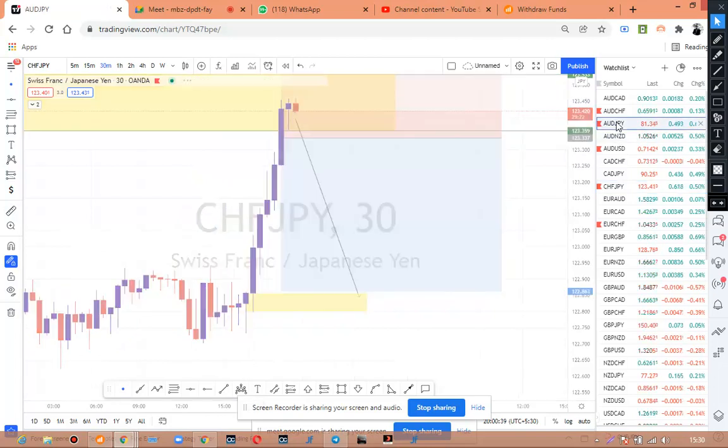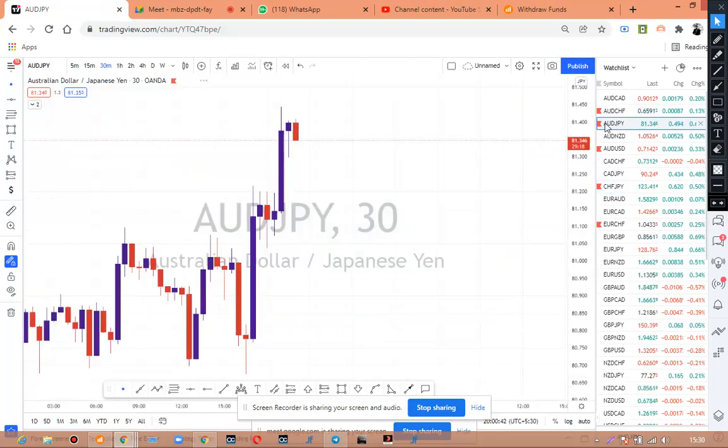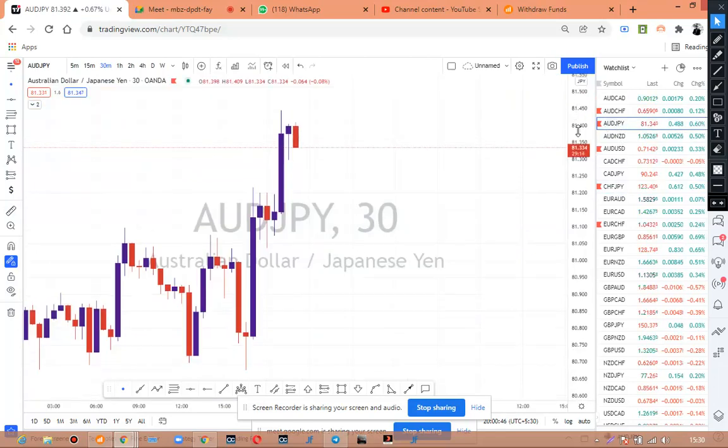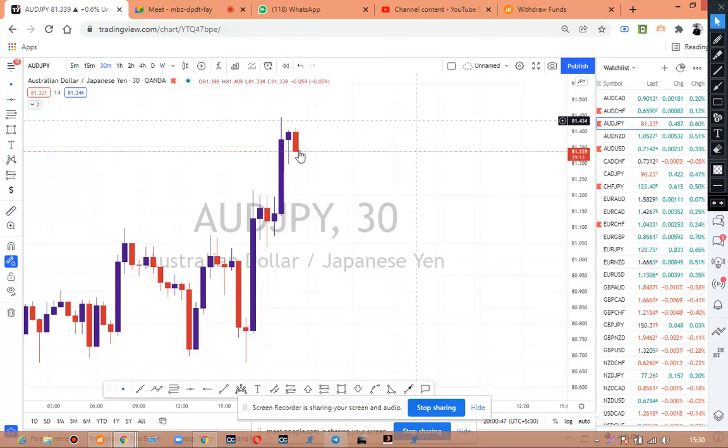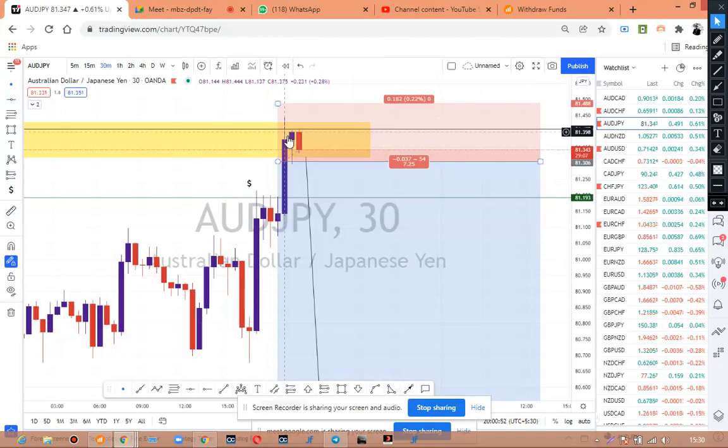Same goes for ADJPY because they both have the same counter currency. You can see that ADJPY is forming a strong red candle. The first candle got rejection from the zone. The next candle was forming a hammer candlestick. So if this candle is very strong, then comes close to this level, maybe a little bit below, in the next 30 minutes, then we're going to sell the trade.